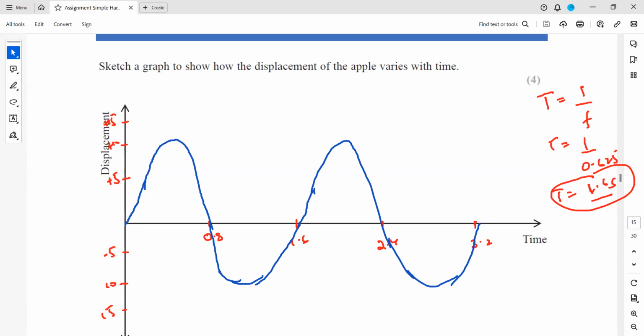Why is it 4 marks? 1 mark is for representing a sine graph. Because when the displacement is 0, it is at the mean position. At the extreme position, the displacement will be maximum. Then 1 mark is for getting the time period. 1 mark is for drawing a cycle in 1.6 seconds. And 1 mark is for labeling the amplitude.